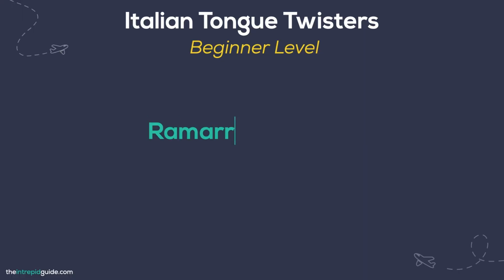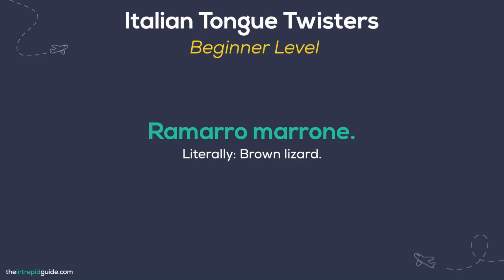Italian tongue twister number 4 is Ramarro marrone. This literally means brown lizard. Can you roll those R's like a pro? Don't worry if you can't, many Italians can't do it either. Now this tongue twister is perfect for mastering those tongue vibrations in Italian, if you're able to. And remember, with double consonants, this sound is longer and more emphasized.